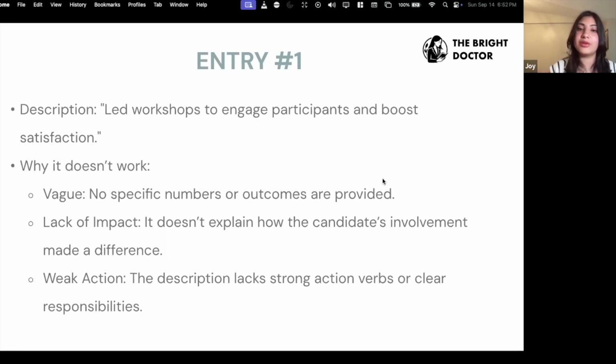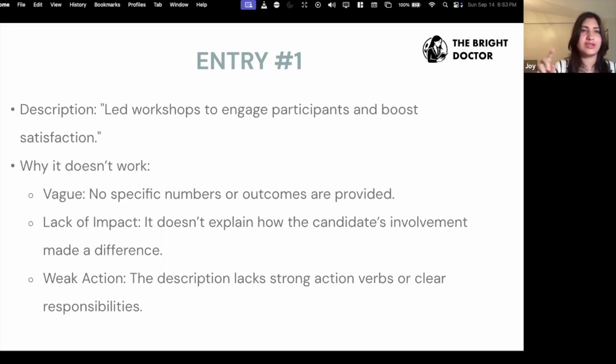So there are no specific numbers or very specific outcomes provided. It doesn't really explain how exactly you as the candidate made an actual difference. It just says it very generally. It also goes back to using the words lead or led. You can still use them, and we're going to use it in the second entry, which is the good entry. But if you can, try to be more specific.